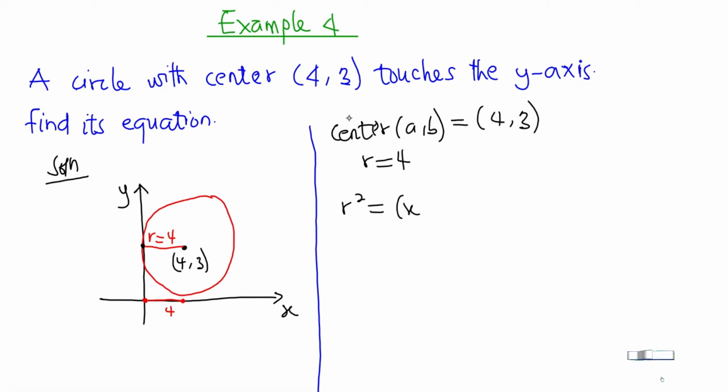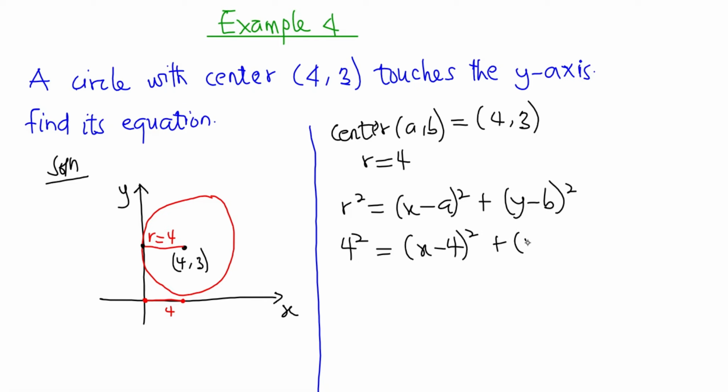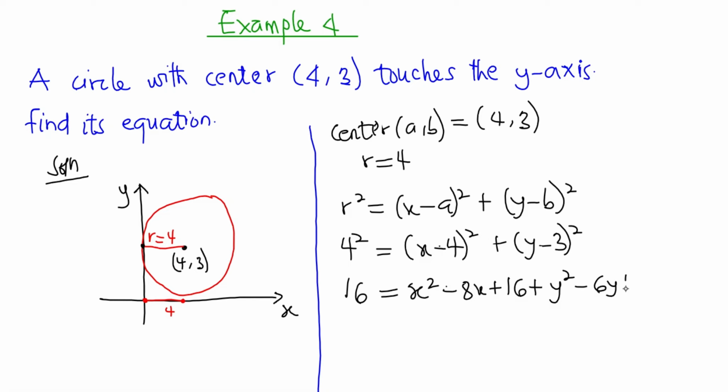So we have x minus a all squared plus y minus b all squared. Now we know r to be 4, so we have 4 squared is equal to x minus a, where a is known to be 4, plus y minus b, where b is known to be 3, all squared. Now let's square. So 4 squared gives us 16, which is equal to x squared minus 8x plus 16. And then here we have plus y squared minus 6y plus 9.